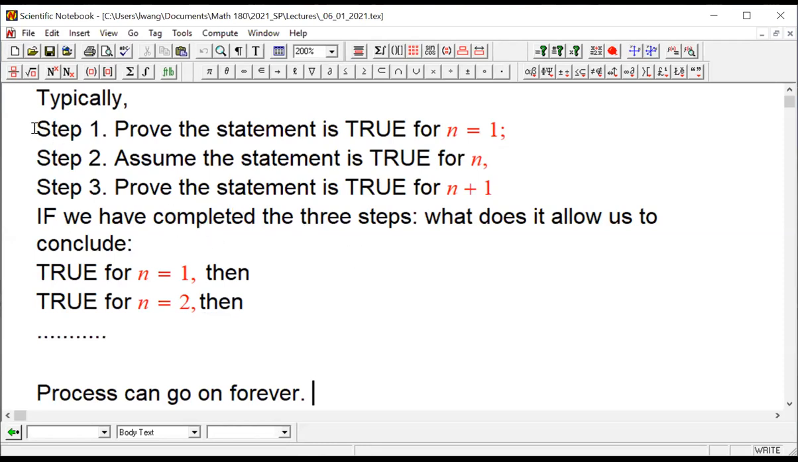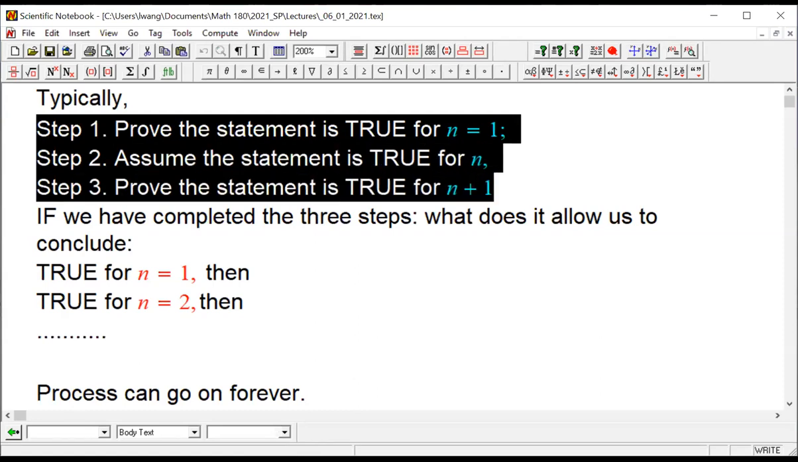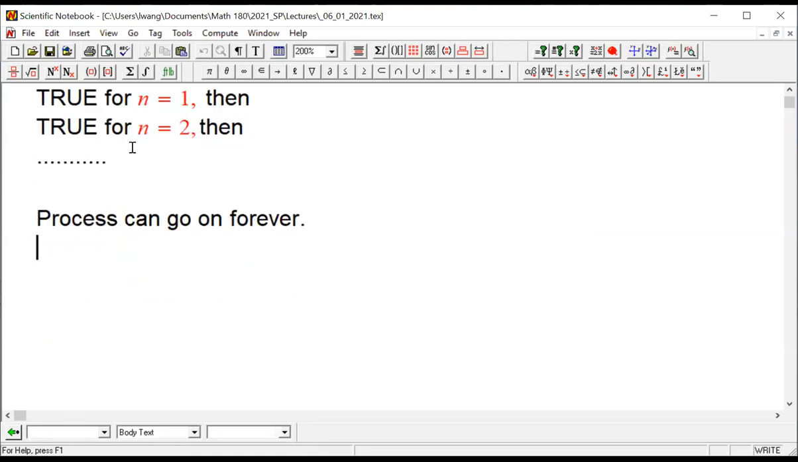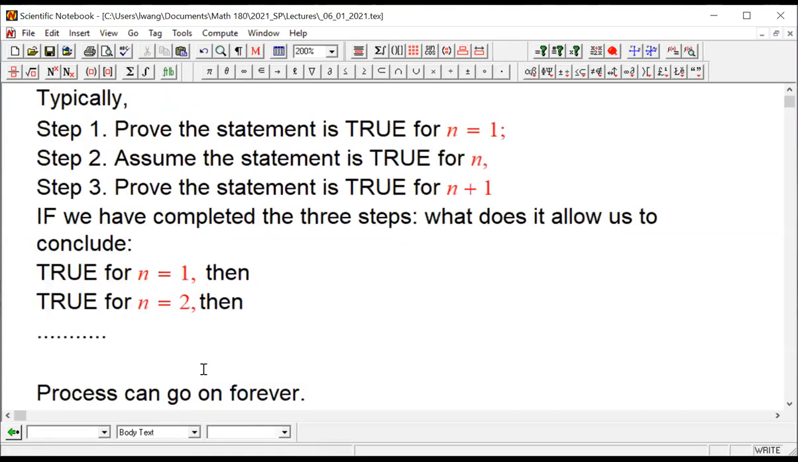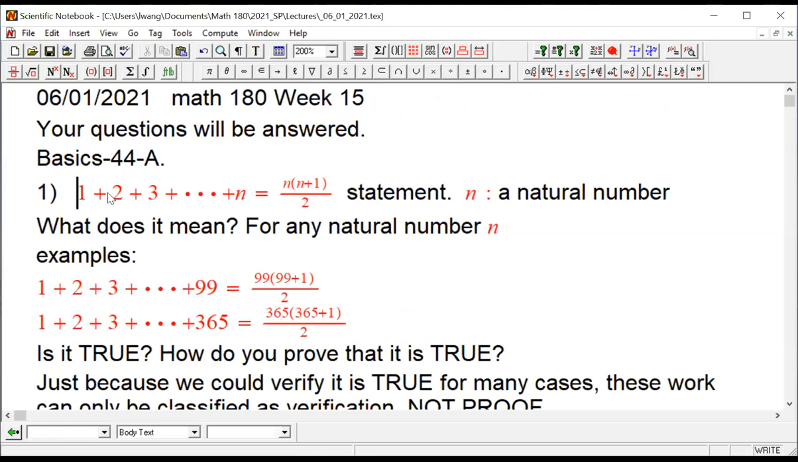So how do we demonstrate? How do we complete these 3 steps? First of all, I want to emphasize the importance of having this proper structure, having this narrative, because this induction method is logically designed this way. Next we're going to use this structure and work on this example.